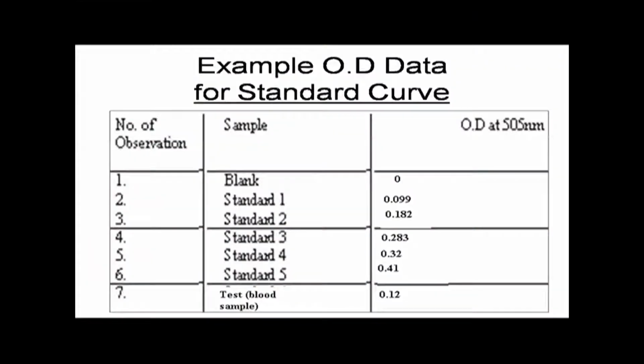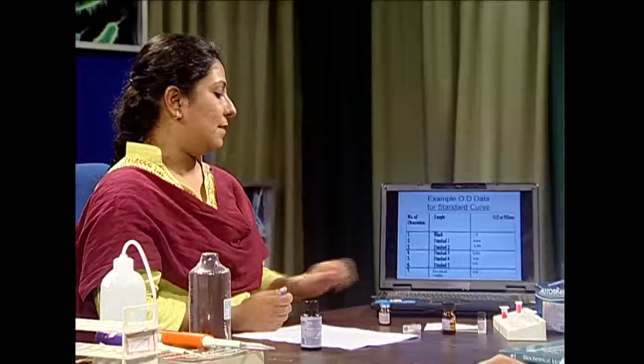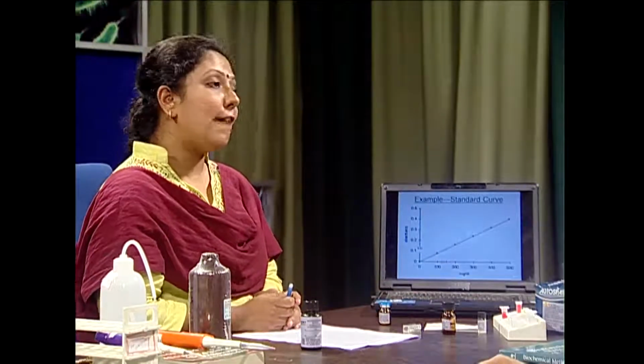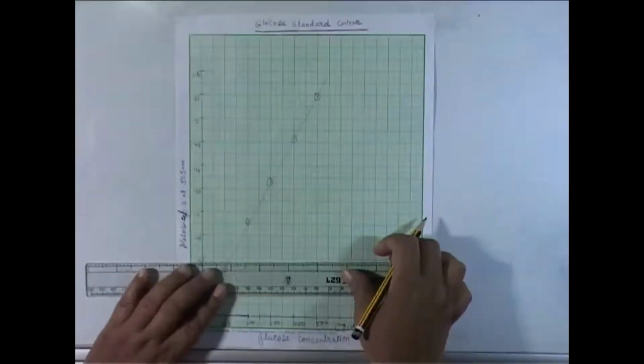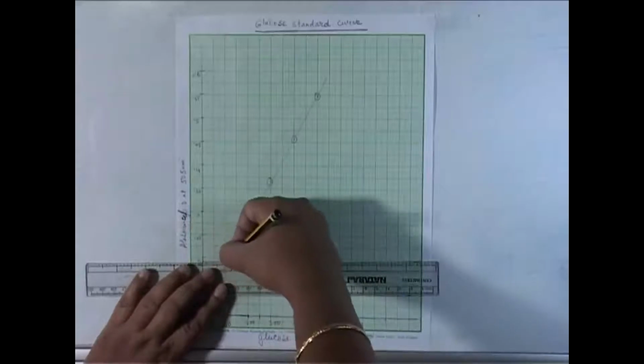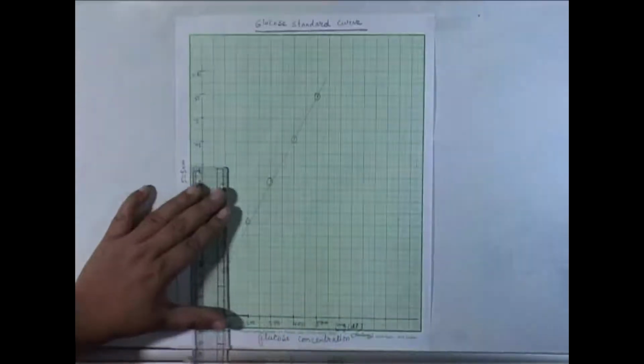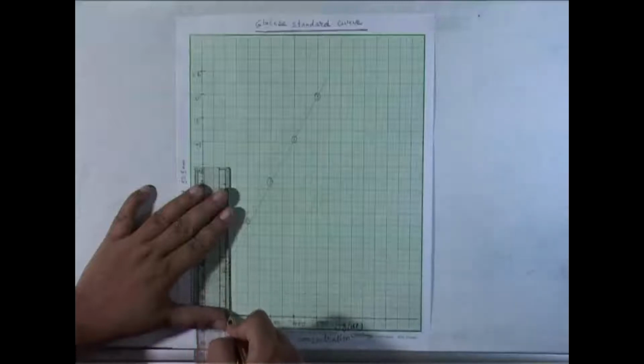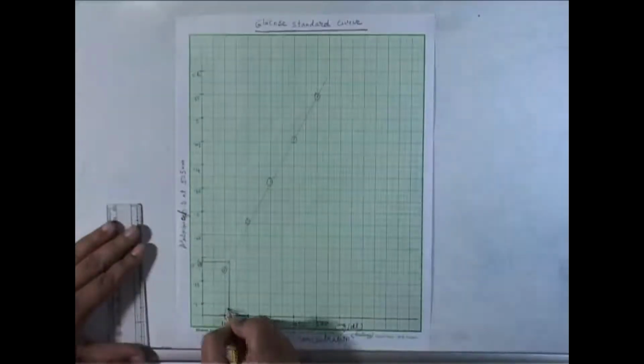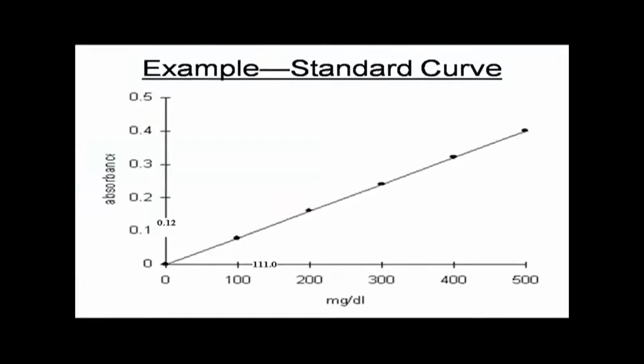Let's take an example. Some OD values are given here, as well as the OD of the test sample that is also measured. So let's put the value of the unknown sample OD here, and by extrapolating with the standard curve, we can know the concentration of blood glucose. That is actually 111 microgram per deciliter. So this is one way. By measuring the series of glucose standards, with the help of the standard curve, we can measure glucose concentration.